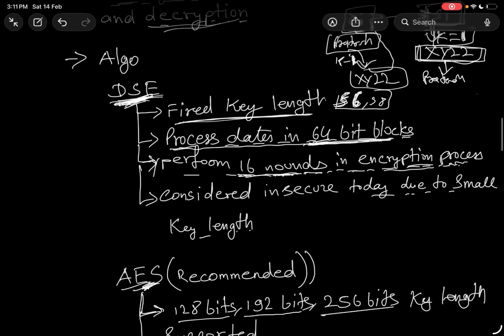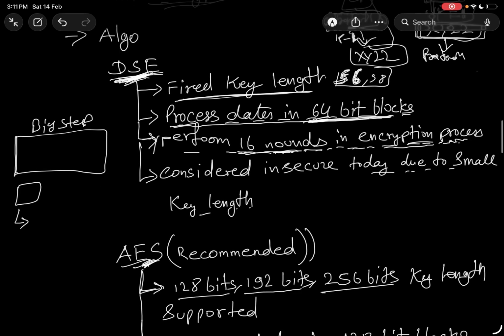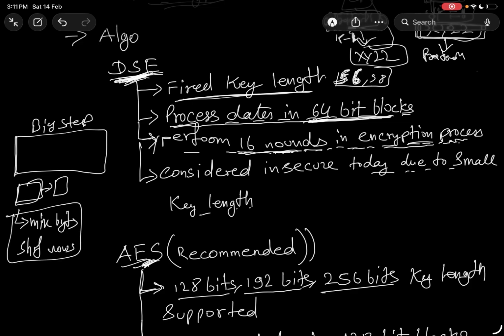What these encryption algorithms do is, they don't have one really big step. They have a repeatable small step, like let's say mix bytes, shift rows. So let's say this is the repeatable step. They will repeat this step multiple times, and this repeatable step is called a round. Okay, so DES performs 16 rounds in the encryption process.